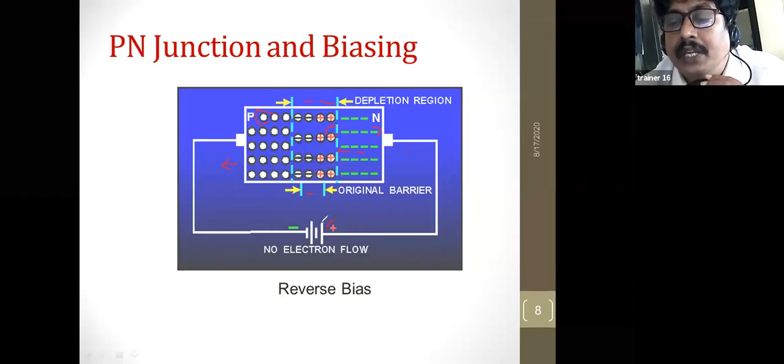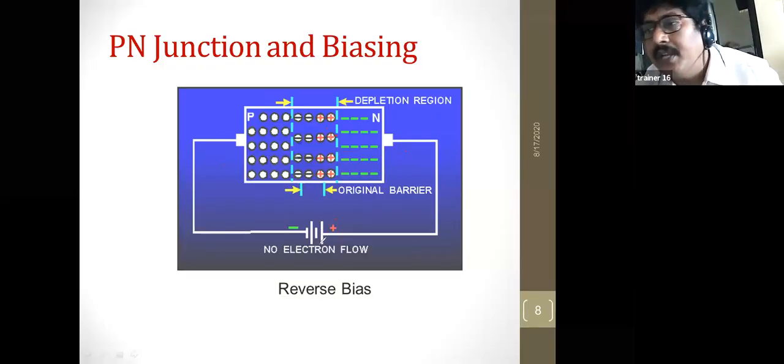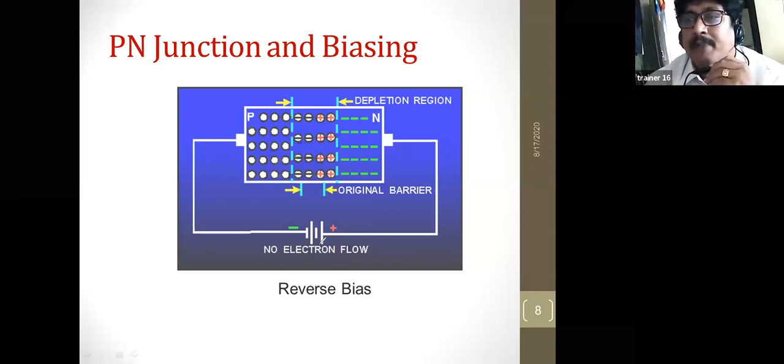So that means a negligible amount of current. Here the current is passing, but very negligible when compared to the forward bias. In the reverse bias, the majority carriers are holes, whereas in the forward bias, the majority carriers are electrons. That means the electrons are also flowing in this reverse bias, but it is very negligible compared to that of the forward bias.